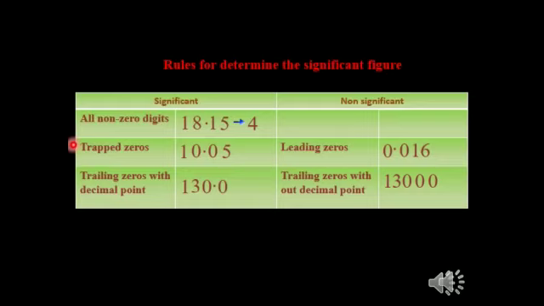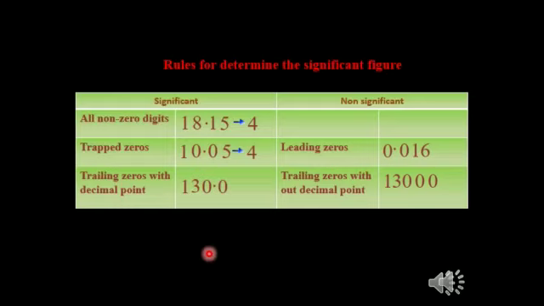The zeros between the non-zero digits are known as trapped zeros, which are significant. For example, 10.05. Here 1 is non-zero, so it is significant. This 0 and this 0 both are trapped between non-zero digits 1 and 5. So these two zeros are also significant. And 5, since it is non-zero, it is also significant. So significant figure in this case is 4.